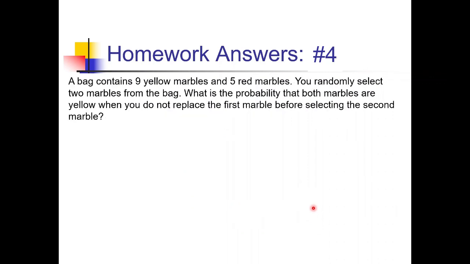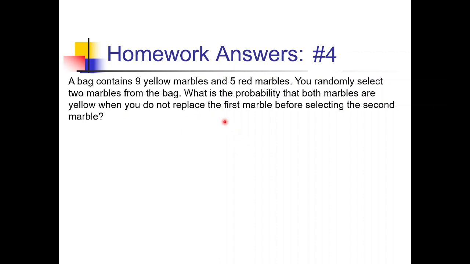On this problem, we have a bag containing 9 yellow marbles and 5 red marbles. We randomly pick 2 marbles from the bag. What's the probability both are yellow when you do not replace the first marble before selecting the second marble? So we're looking for the probability of yellow and yellow. Since it's an and sort of probability, we need to think about independent versus dependent.